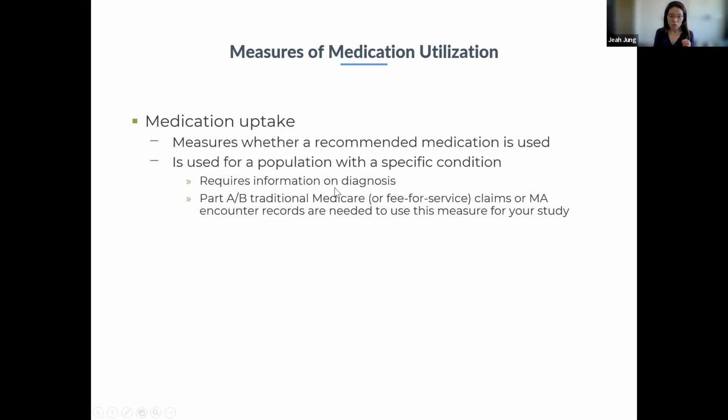However, in order to use this measure, you need some information on diagnosis. Do Part D data have diagnosis information? Yes or no? We don't, right? So PDE data do not include any diagnosis code. Which means that in order to identify your study population, you need Part A and B data. It's for the physician services, the physician service claims. And if you're interested in the Medicare Advantage population, you need to request the MA encounter data.